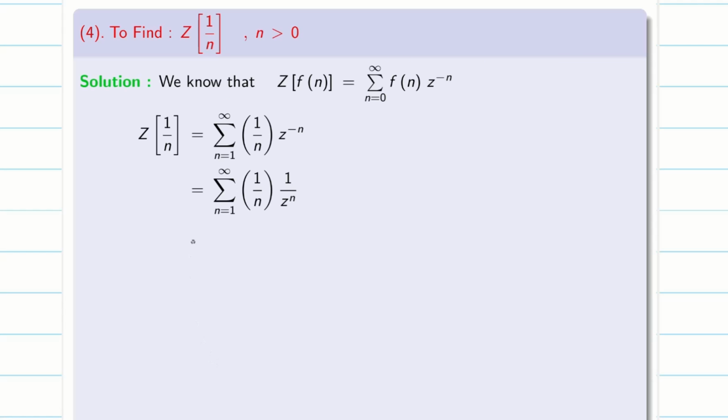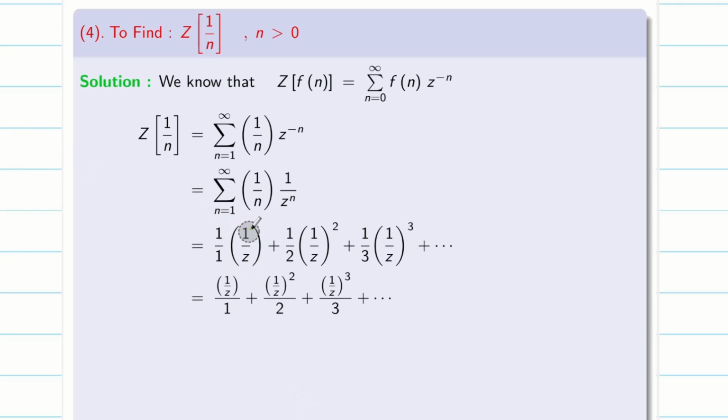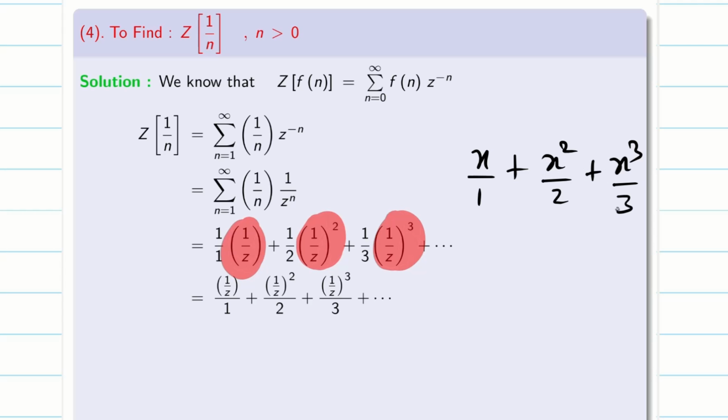Next, substituting the values 1 to infinity, we'll be getting like this: 1 by 1, 1 by z, 1 by 2, 1 by z whole square, 1 by 3, 1 by z whole cube, etc. Now if I take this data alone to the numerator, I can see the formula like x by 1, x square by 2, x cube by 3, etc. This is nothing but minus log 1 minus x.